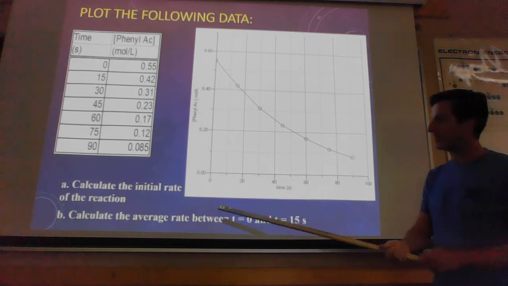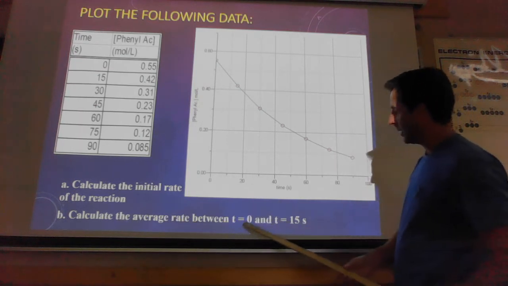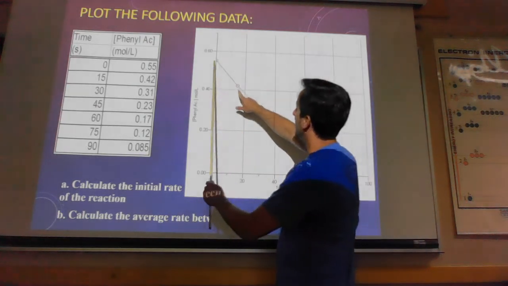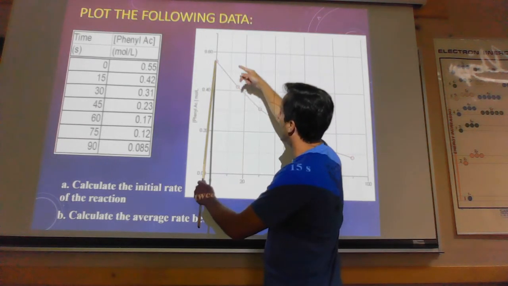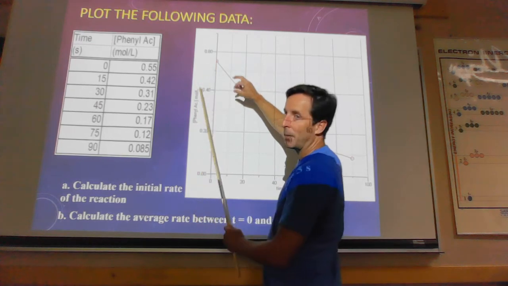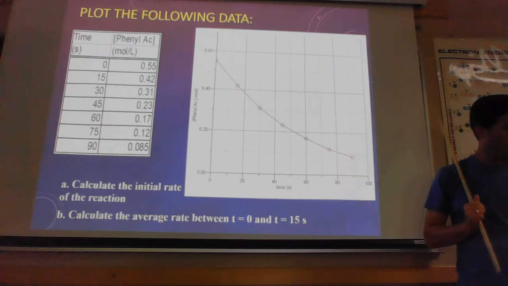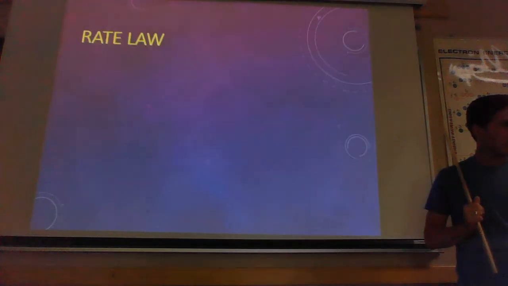And then the second question, calculate the average rate between t equals 0 and t equals 15 seconds. So that's where I would take these 2 points and do the change in y between those 2 points divided by the change in x between those 2 points. I'm going to leave that for you to work on. Ask questions if you need to.